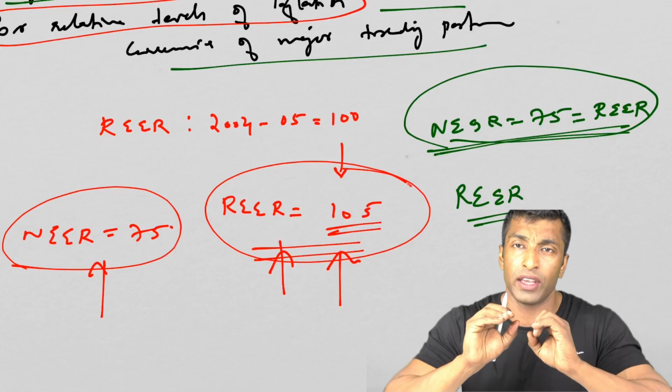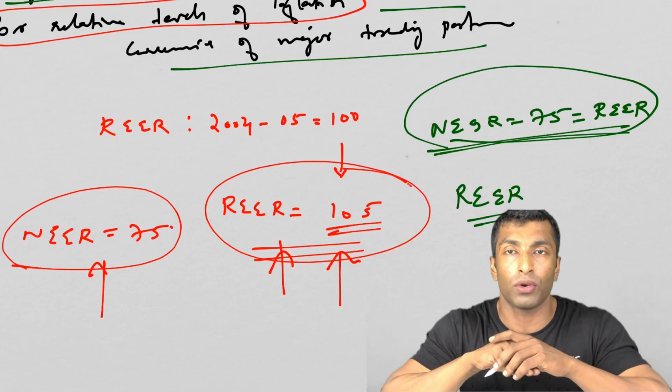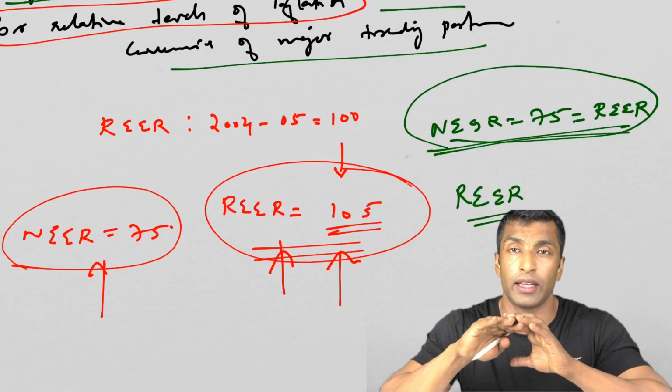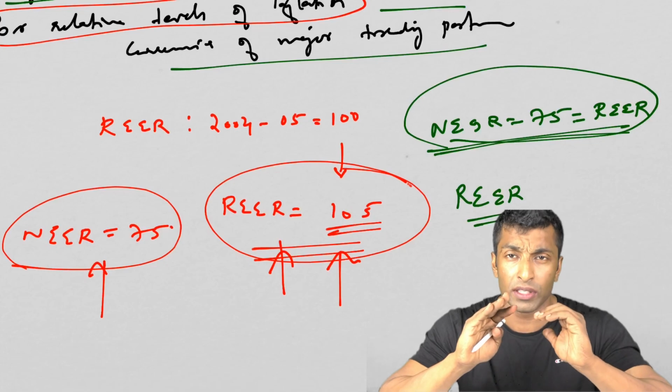So the key takeaway here is that the nominal effective exchange rate, even though we are talking about an exchange rate, is actually an index number. This actually measures the change in exchange rate. So I hope this is clear for all of you.